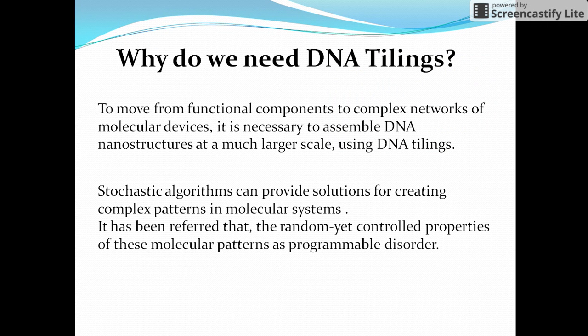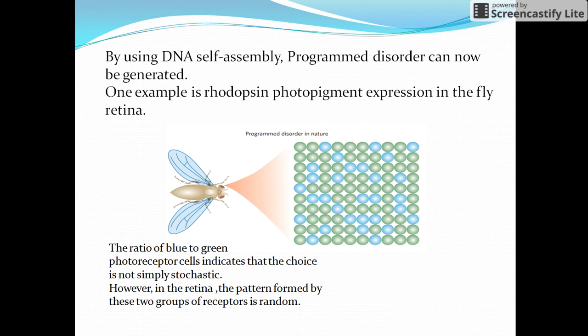Why do we need DNA tilings? We need DNA tilings for complex networks. Stochastic algorithms provide solutions to create complex networks. So the random yet controlled property is referred to as programmable disorder. By using DNA self-assembly, programmable disorder can now be generated.